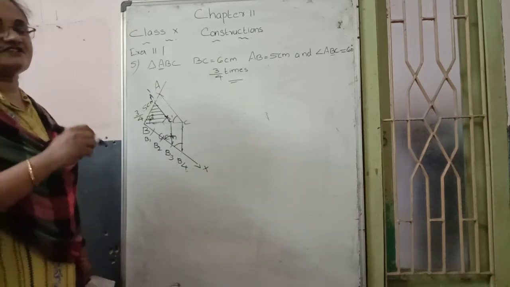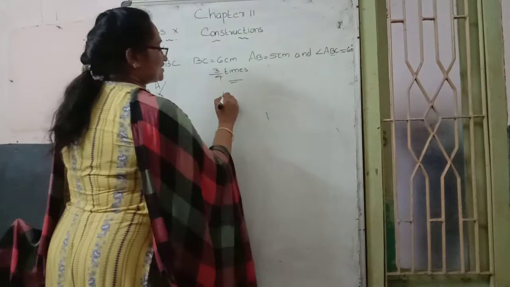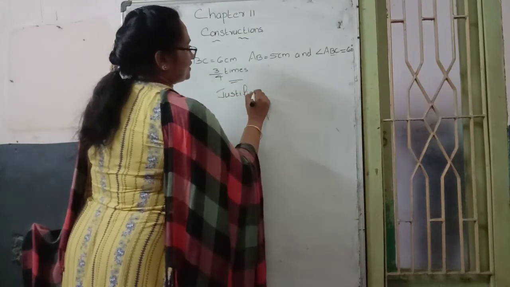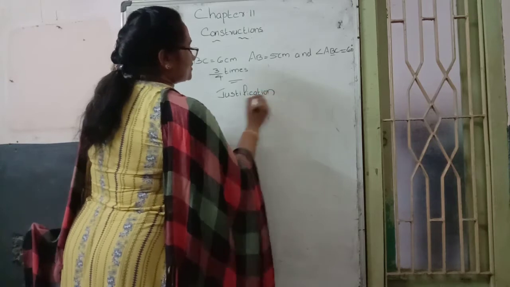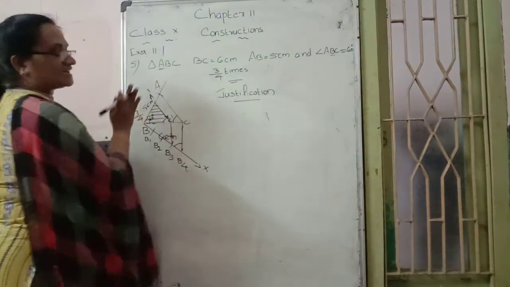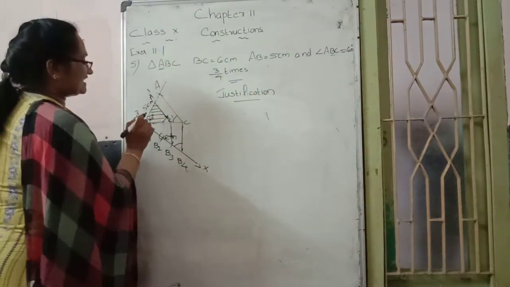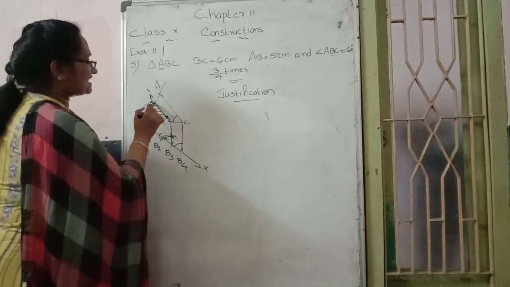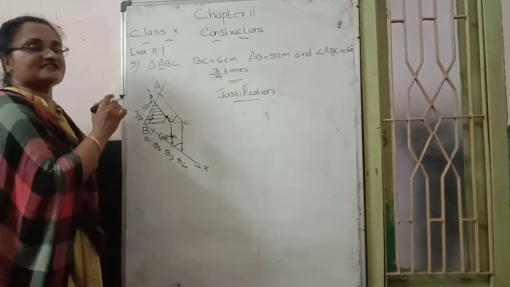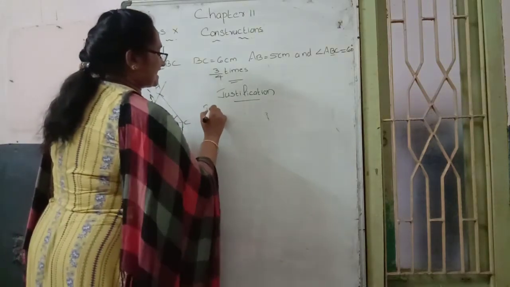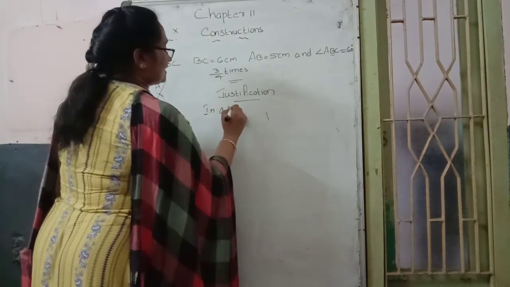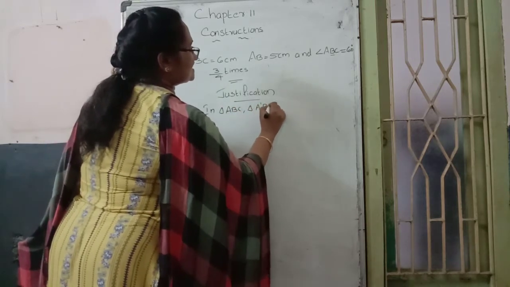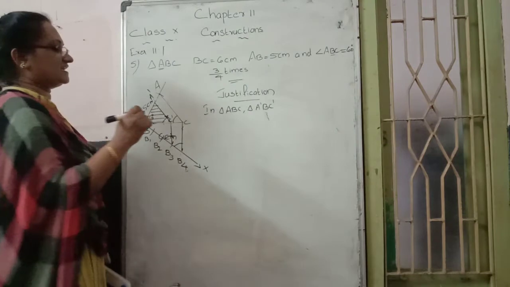That one, right. Then here, justification: how to do? Justification, how to solve it? First we take the top layer case. How many triangles are there? Original triangle ABC and a similar triangle A dash B C dash are there. Those two triangles we consider. ABC is the original triangle. A dash B C dash is the similar triangle.